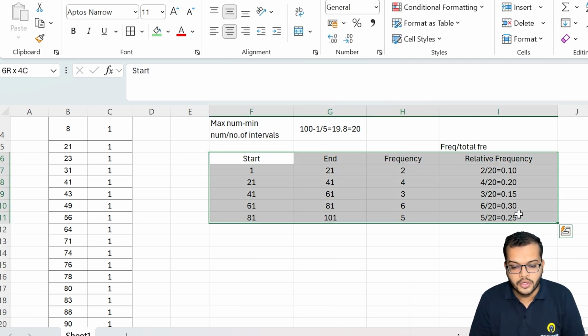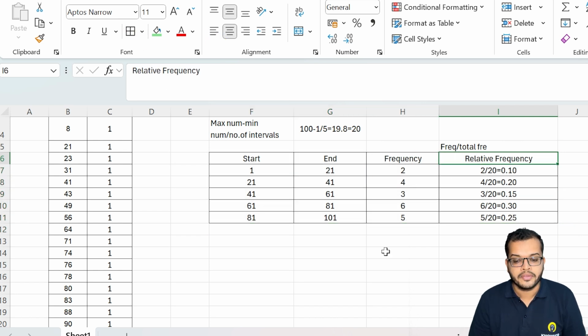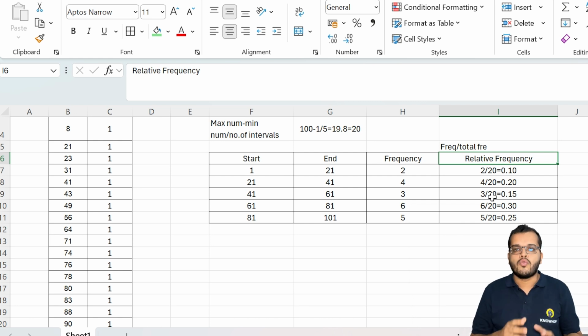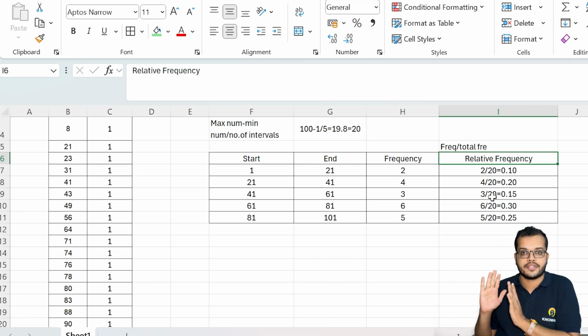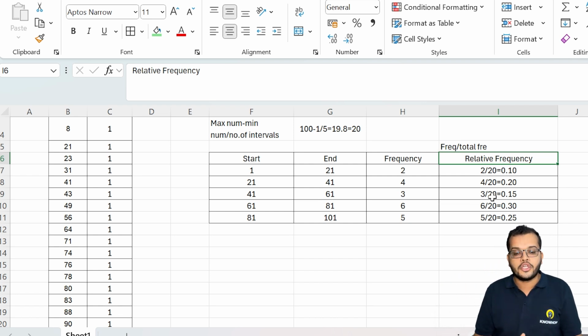This is what we call the frequency distribution table. What we are doing here is grouping the data into intervals and then finding out the frequencies. When we do it this way, it is very easy for us to showcase our values in a visual representation as well. So this is how we calculate the frequency distribution table in data science.